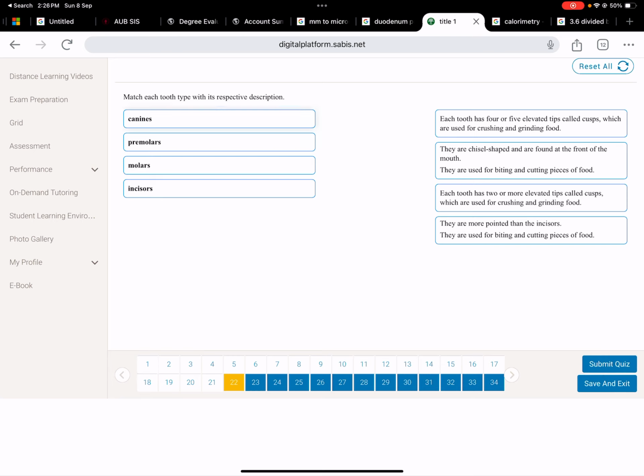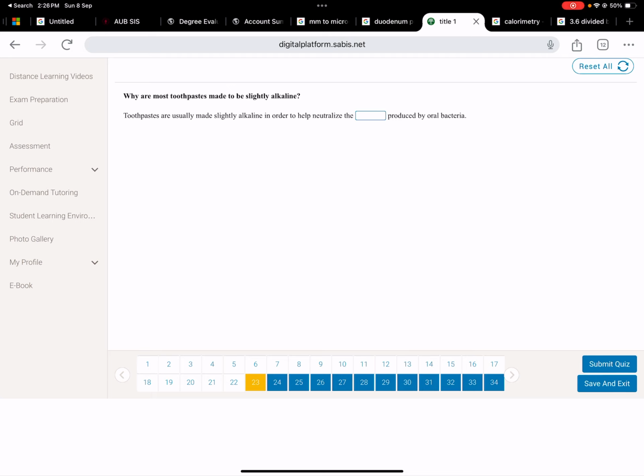We have to match each tooth type with its respective description. So canines are found at the front of the mouth. They're used for biting, so they are more pointed than incisors. Premolars have 2 or more elevated tips. Molars have 4 or 5. And incisors are found at the front of the mouth.